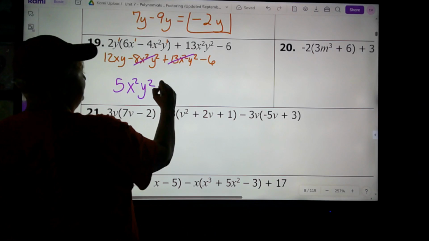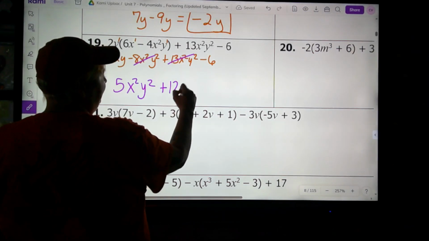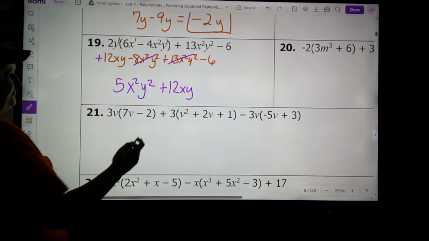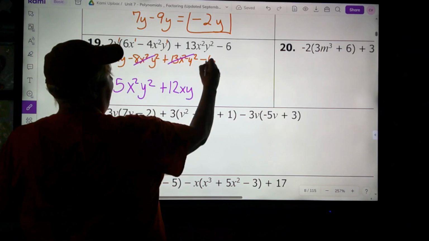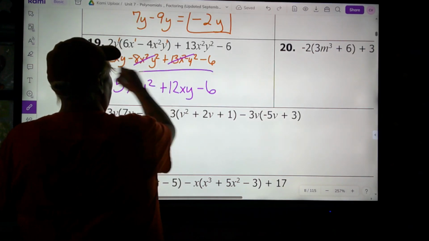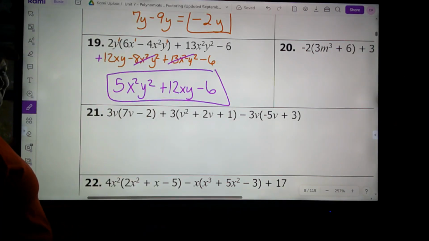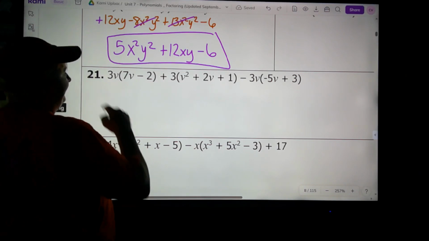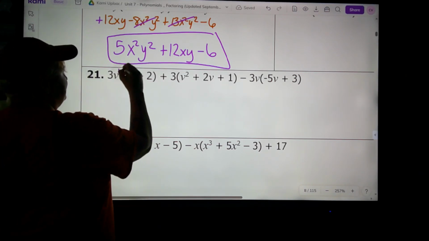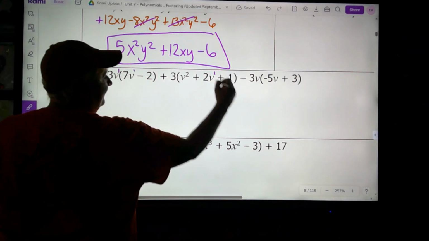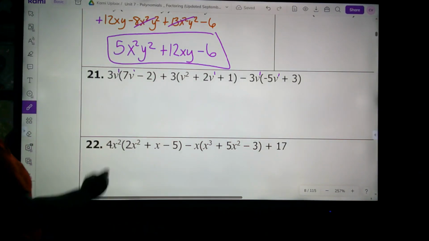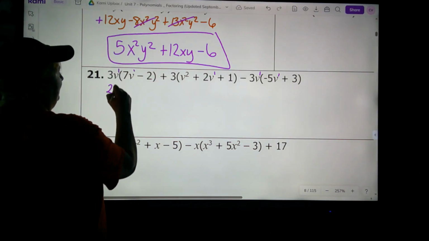Then xy comes next. Make sure you put your operator. In this case, it's positive, right? If there's no operator, you could assume it's positive. And then minus 6. Crazy. All right, let's do it again. Where are my invisibles? Here, here, here, here, and here. All right, 3 times 7, 21.